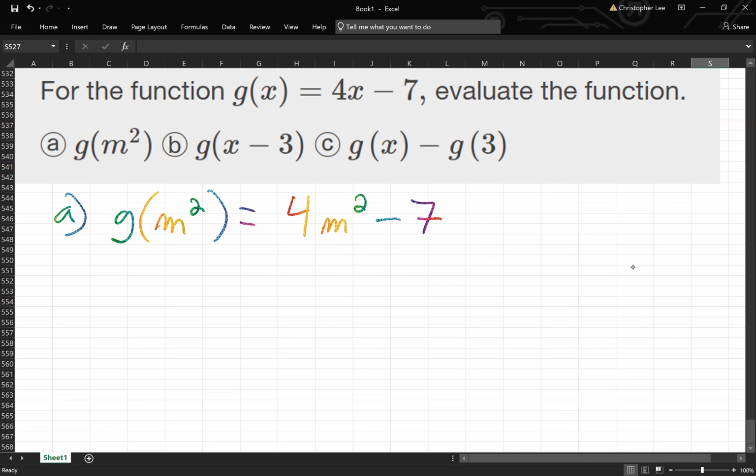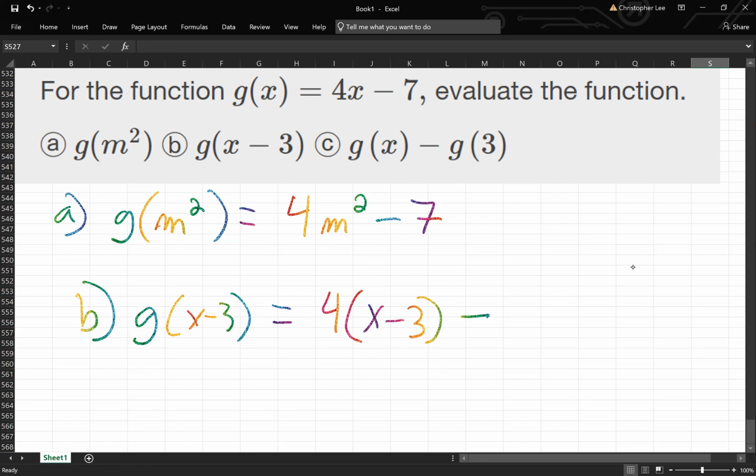Good? All right, bet. Let's look at B. A little bit harder. They want to know what is G of X minus 3. So everywhere I got an X, I'm writing in the X minus 3. It's going to become 4 times X minus 3 minus 7. Everybody good with that step so far?